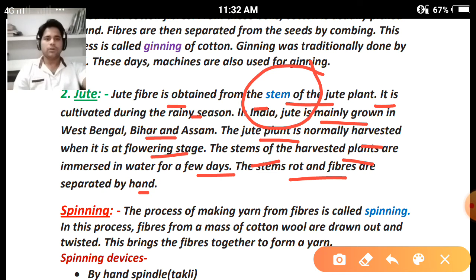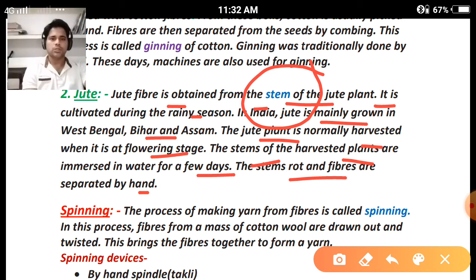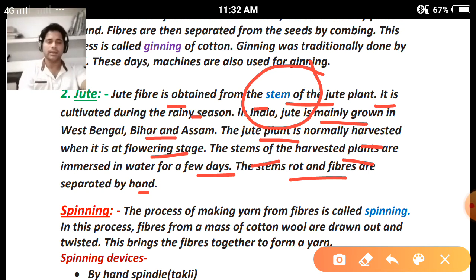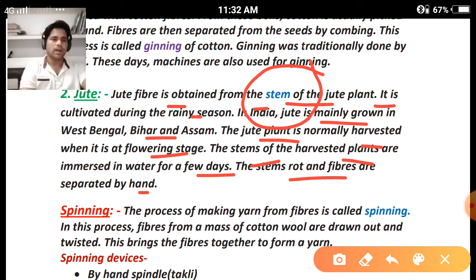If you go on the internet, on YouTube, you can find the process of how to obtain jute fiber from the jute plant. You can easily search for the video on YouTube, and you can watch the complete procedure of how the jute fiber is obtained from the jute plant. Clear? So in the chapter notes, these are the small descriptions about the jute and cotton plant. So you have to remember always. Clear?